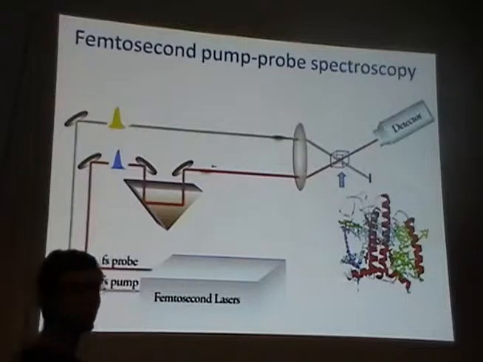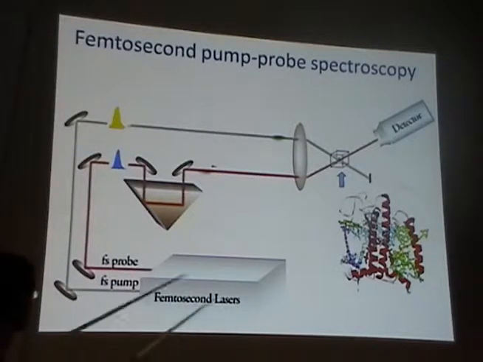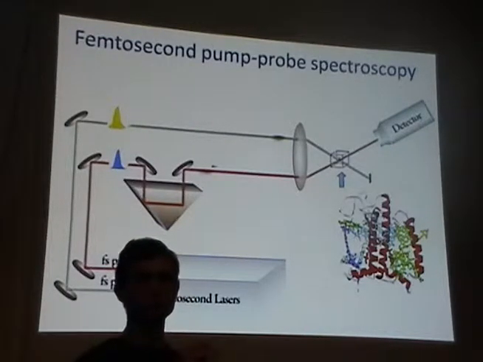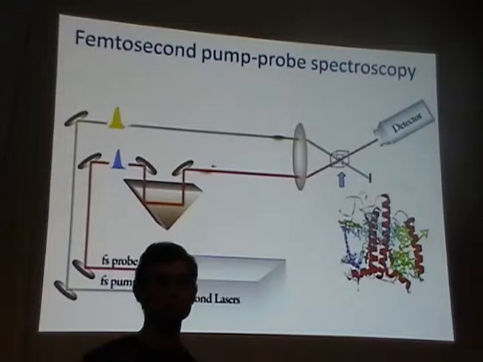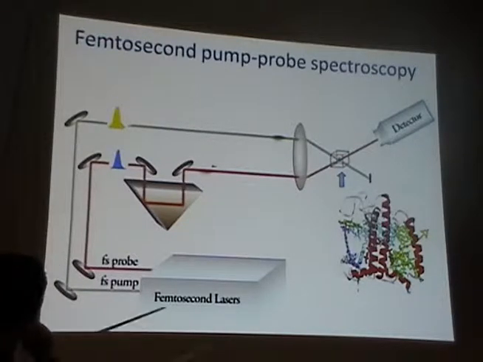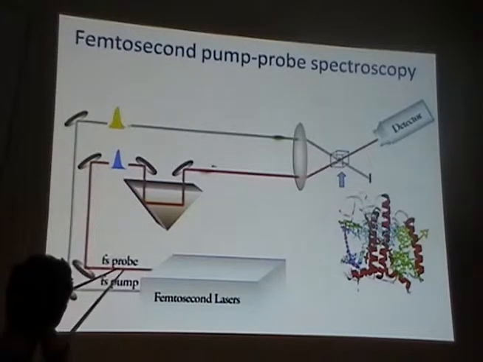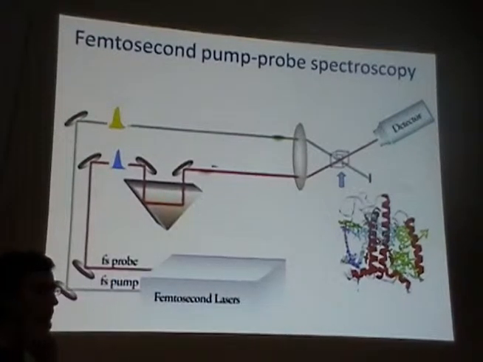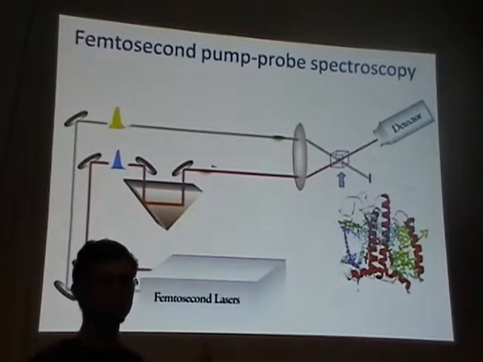Okay, for the probe, we are using a white light continuum. So we want to probe over the whole visible region to look at all the dynamics that are taking place. So normally you use your fundamental pulse, which is normally in the infrared. You focus it inside a crystal, and due to a process of self-phase modulation, you broaden this pulse, generating white light continuum for the probe.